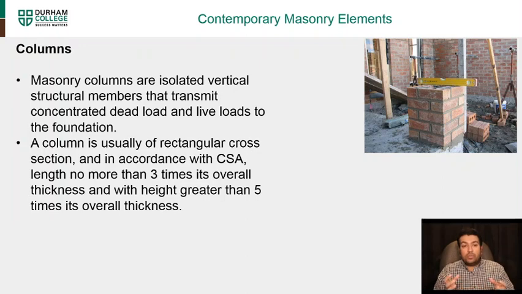A column in masonry is usually a rectangular cross section, and the length is no more than 3 times its overall thickness, and the height is greater than 5 times its overall thickness. Let's assume this is the thickness. The height needs to be more than 5 times the thickness, and the length no more than 3 times the overall thickness. You can't go beyond 3 times the thickness, because then it becomes almost like a wall. So the design criteria become a little different.